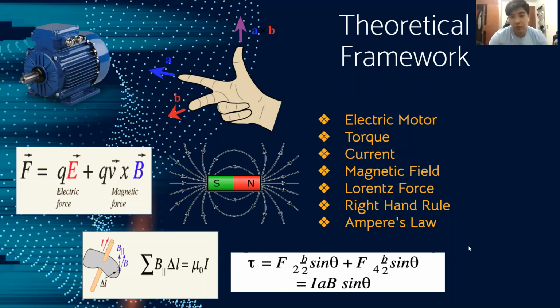Also, I want to define the magnetic field because it's very important in our challenge. The magnetic field is a vector field that describes the magnetic influence on moving electric charges, electric currents, and magnetic materials. The unit of the magnetic field is the Tesla. And a very related concept is the Lorentz force. The Lorentz force is a force exerted on a charged particle Q moving with velocity through an electric field and the magnetic field. And here we can see the equation.